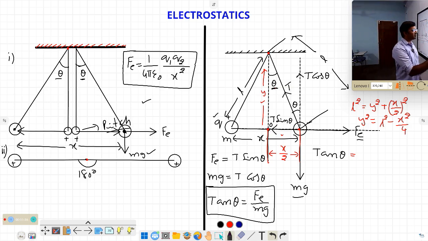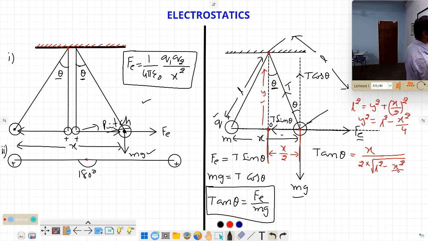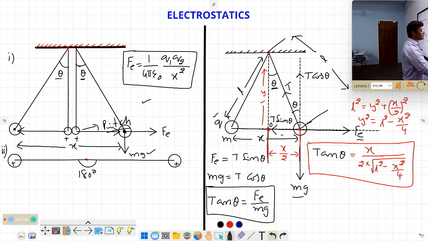So in this case, tan theta is equal to opposite, that is x by 2, divided by adjacent. What is adjacent? The y value. That y value is equal to the under root of L square minus x square by 4. This is one of the relations we can write in terms of tan theta.